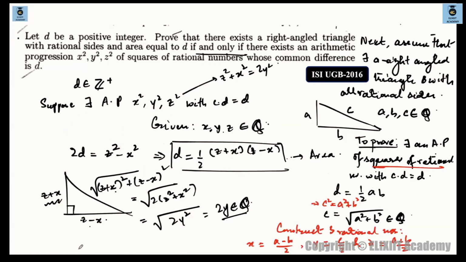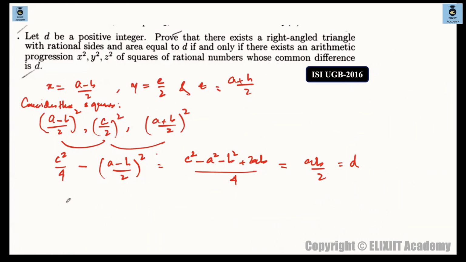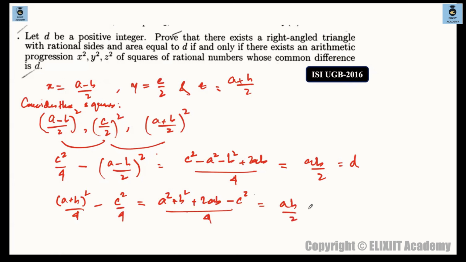d is half of ab. Similarly, see this difference over here: ((a+b)/2)² minus c²/4. What will this be? (a² + b² + 2ab − c²)/4, which is ab by 2. Similarly, c² and c² cancel out. Got it? So this is d.